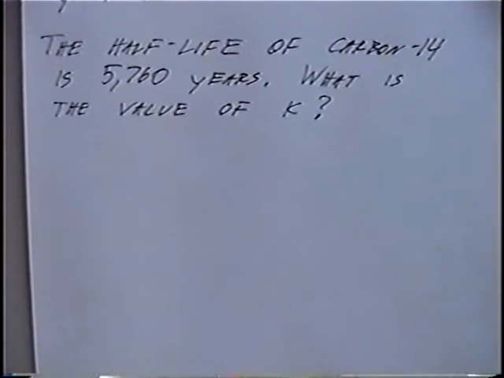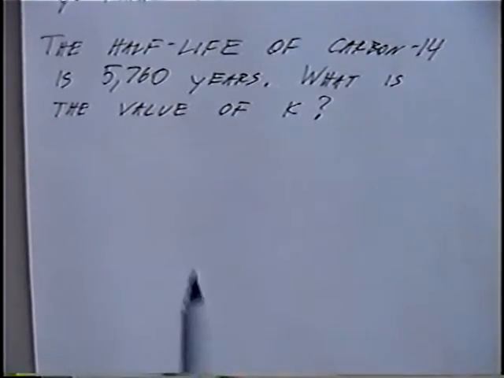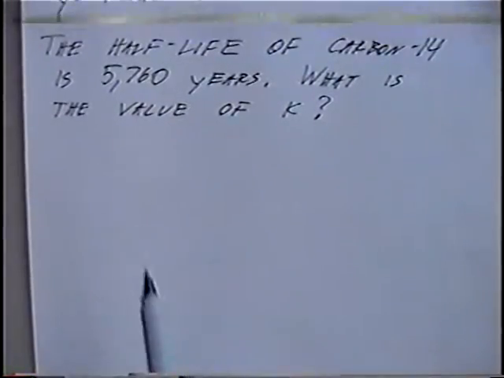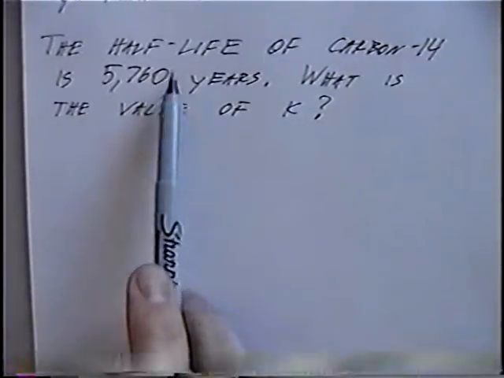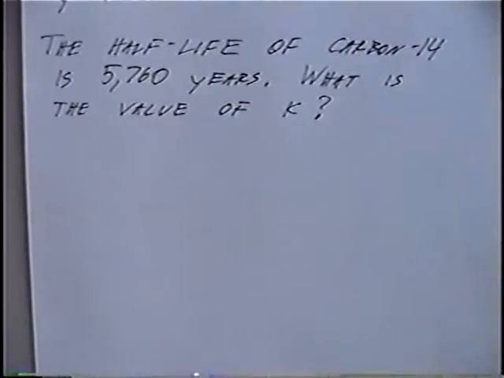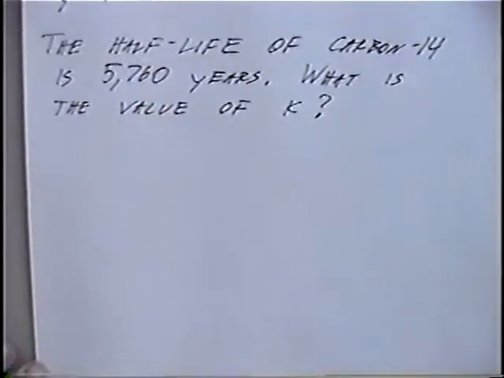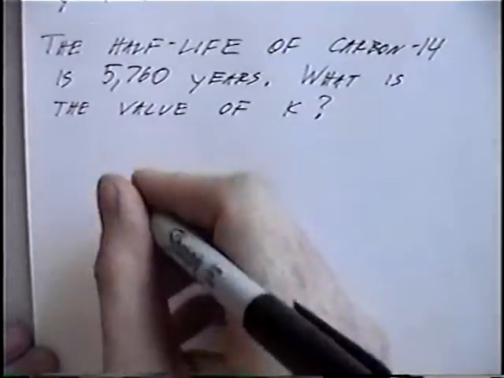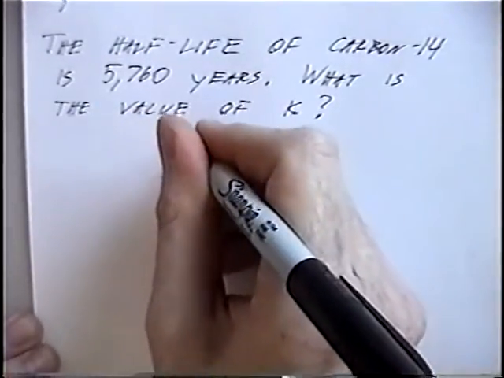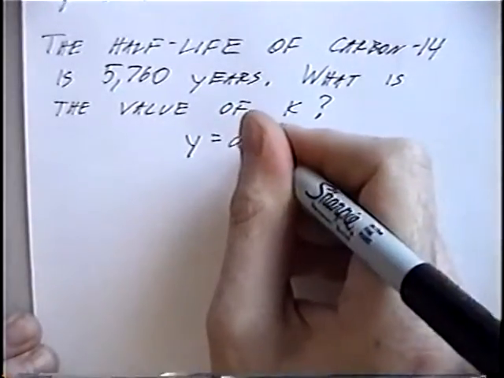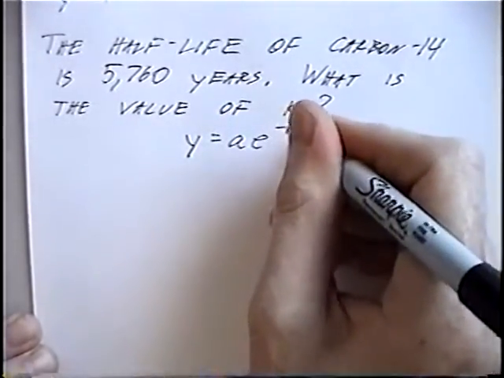The half-life of carbon-14 is 5,760 years. What is the value of K? By definition, half-life is the time in which half of a substance disappears, in this case after 5,760 years. In terms of exponential decay or growth, this would be decay because the amount is decreasing after 5,760 years. So the equation for decay we'll be using is y equals a times e to the negative kt power.